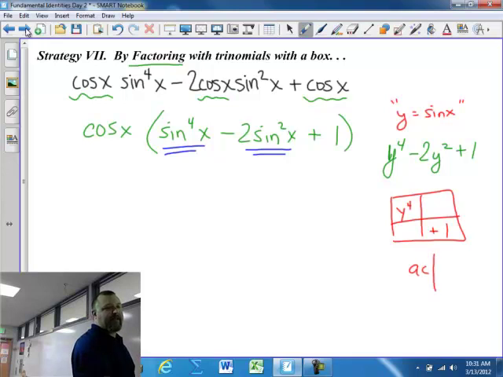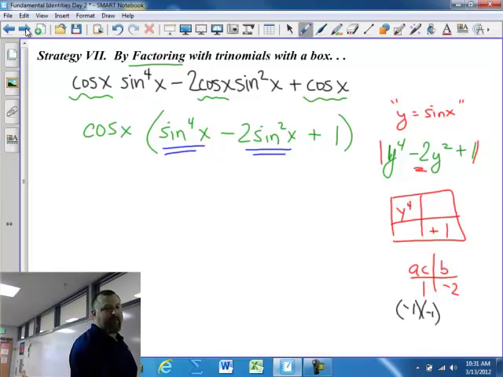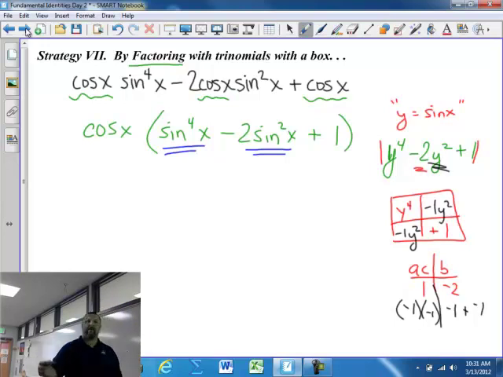And we have an a, c, and b that we're looking for. So two things that multiply to be 1: 1 times 1 is 1, and the middle number here is negative 2. So wouldn't that just be negative 1 times negative 1? Negative 1 times negative 1, and negative 1 plus negative 1 make negative 2. So we're going to have a negative 1y, but this time we need a y squared, because we want that middle term to be negative 2y squared. If we combine all the terms in our box, we want it to come out to be y to the fourth minus 2y squared plus 1.